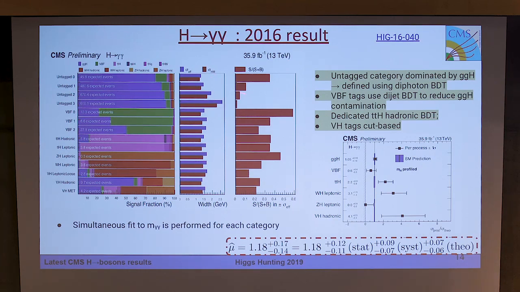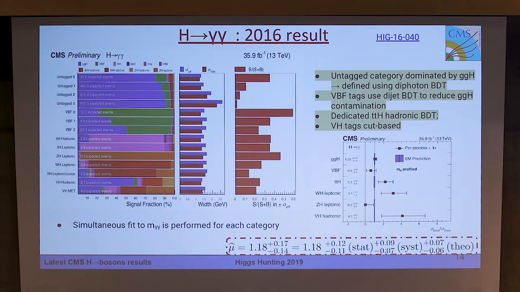The untagged category, as expected, is dominated by gluon fusion, and it is defined using the spatial diphoton BDT. As I said, VBF tags use a separate dijet BDT, which is trained against the gluon fusion 2 jets, to reduce the gluon fusion contamination. And we also had a dedicated TTH hadronic BDT. And these are the signal strengths for various production modes.